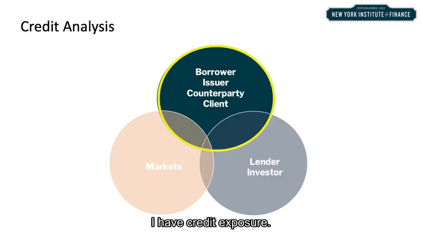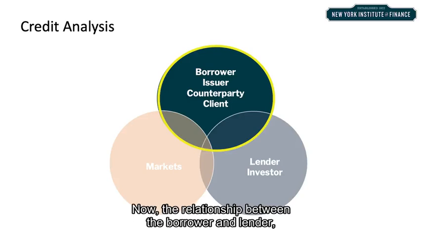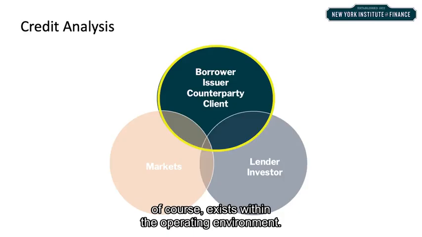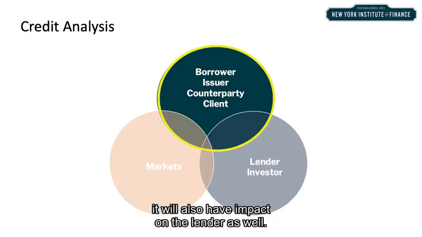I have credit exposure, and of course I want to make sure that I have a high probability of payback, a high probability of meeting all principal and interest payments as scheduled. Now, the relationship between the borrower and lender, of course, exists within the operating environment. And so the operating environment will have impact on the borrower. It also has impact on the lender as well.